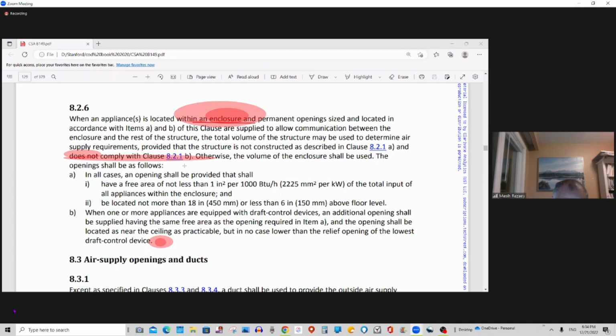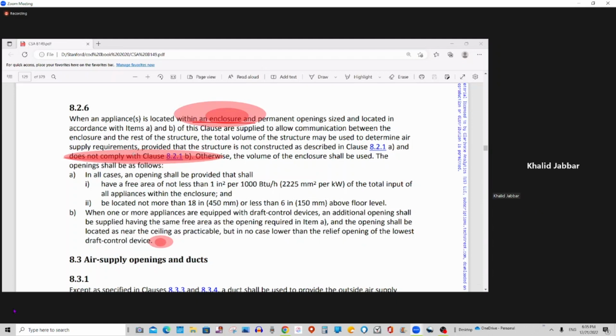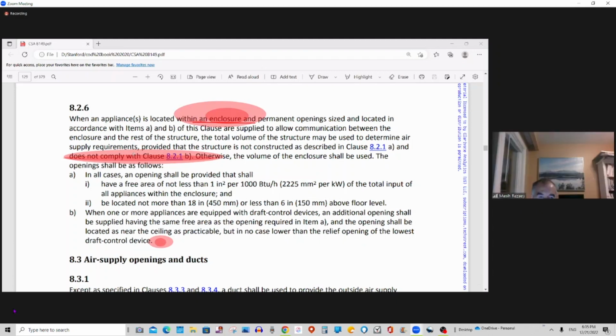So far, I'm repeating again. In the loose house, we say when it does not comply with clause 8.2.1 A and B. And now, if you have a loose house, I'm going to draw the picture and write it down, Mr. Khaled, okay? Yes, sir. And in the loose house, if the appliances are installed in an enclosure, okay? Please do not forget loose house in enclosure. So far we understood?